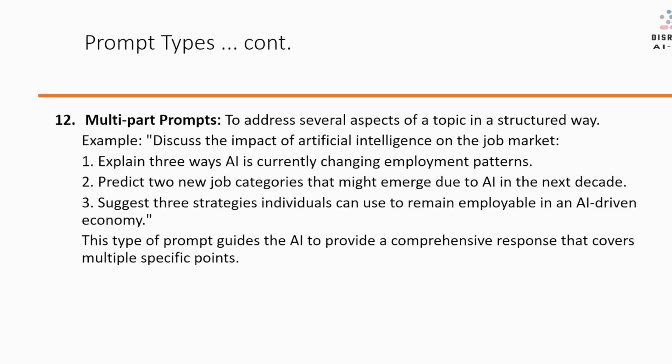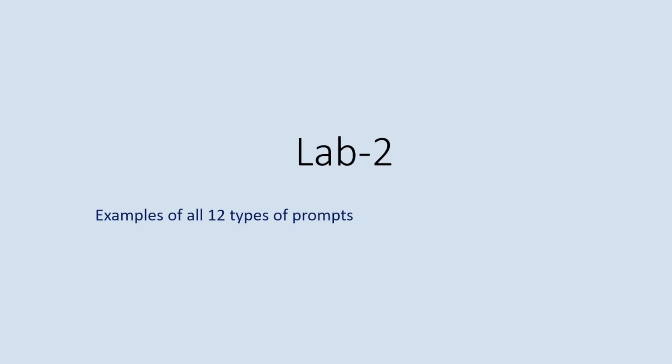Number 1, explain 3 ways AI is currently changing employment patterns. Number 2, predict 2 new job categories. And third, suggest 3 strategies individuals can use to remain employable in an AI-driven economy. So we are looking to see the impact of artificial intelligence on the job market in these 3 ways. In this lab we will see all these 12 examples and how ChatGPT is giving us the results. Thank you very much. Let's catch up in the lab.